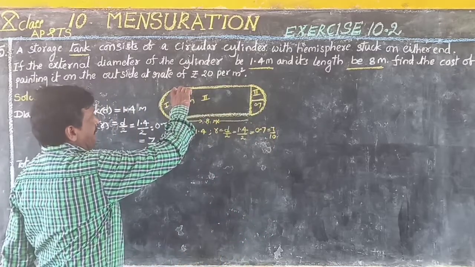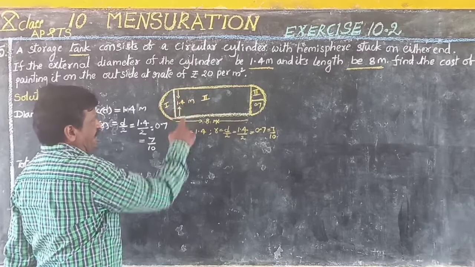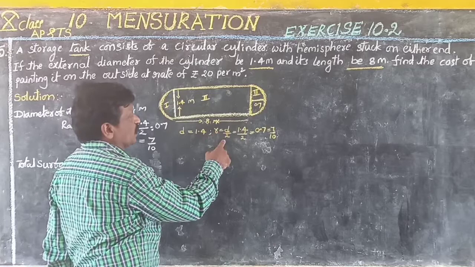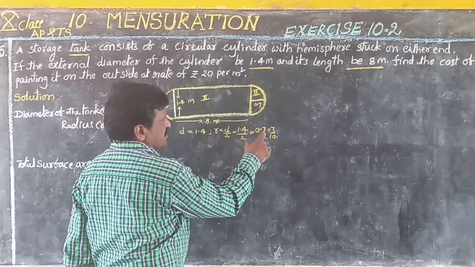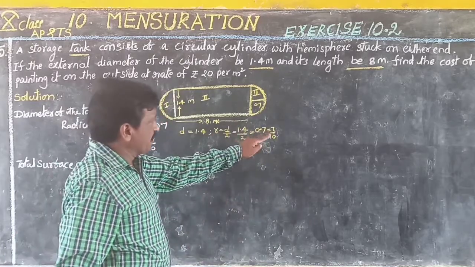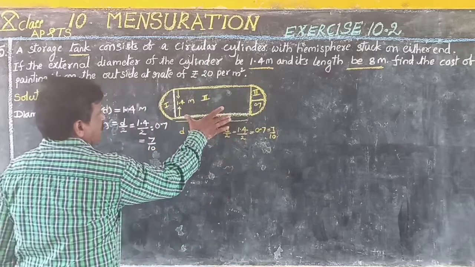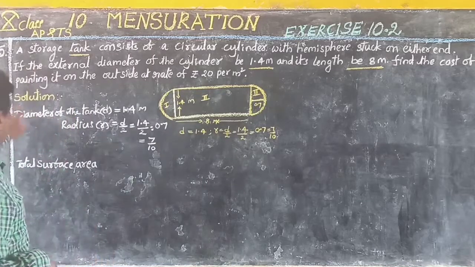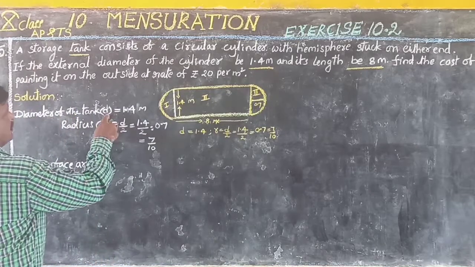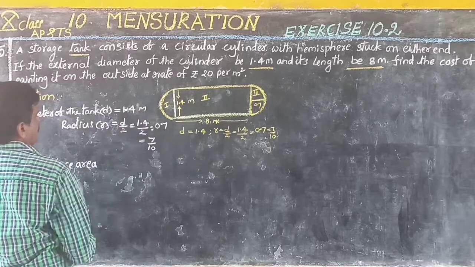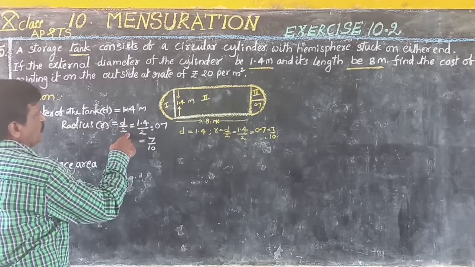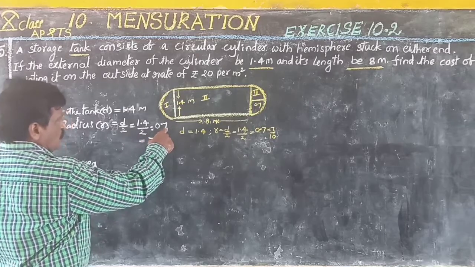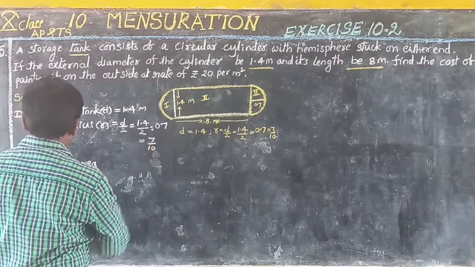So diameter of the tank is 1.4 meter, D is 1.4, R is equal to D by 2, 1.4 by 2, 0.7. We write 7 by 10. Length of the cylinder 8 meters. So solution: diameter of the tank D is equal to 1.4 meter. Radius is D by 2, 1.4 by 2, 0.7 meter. So we write 7 by 10.